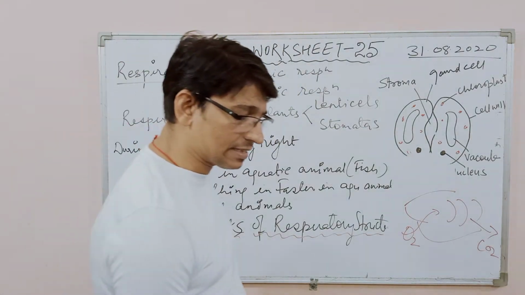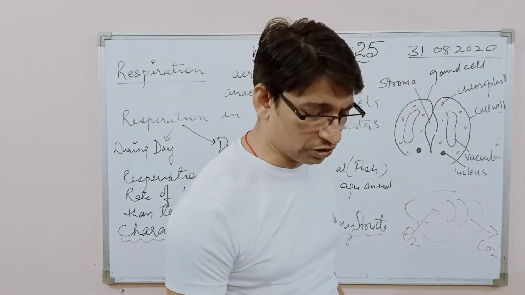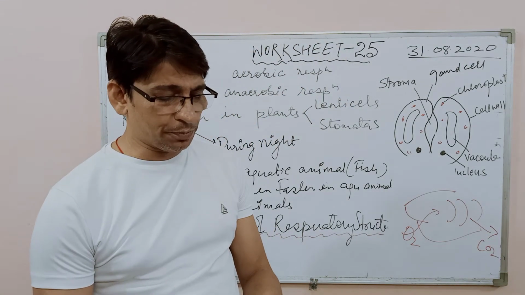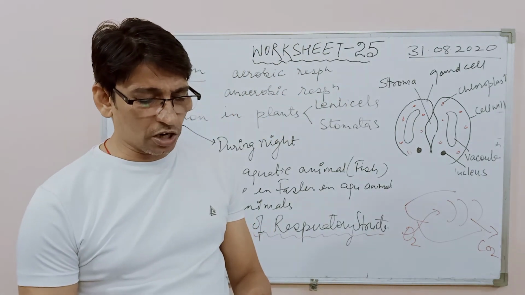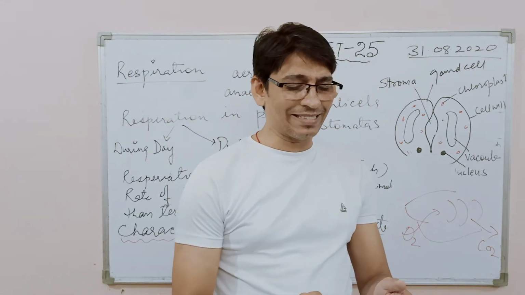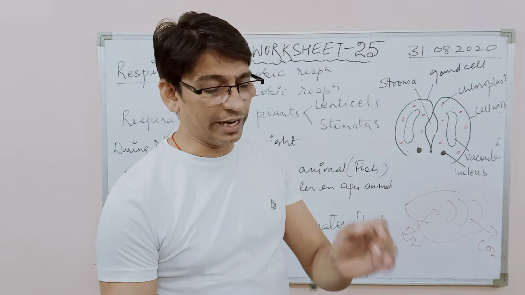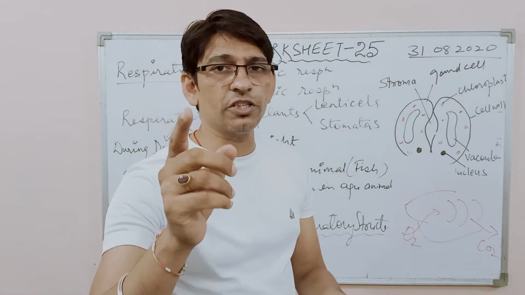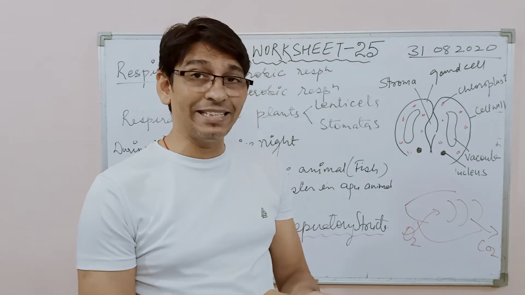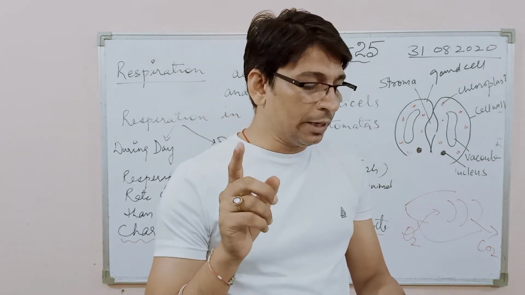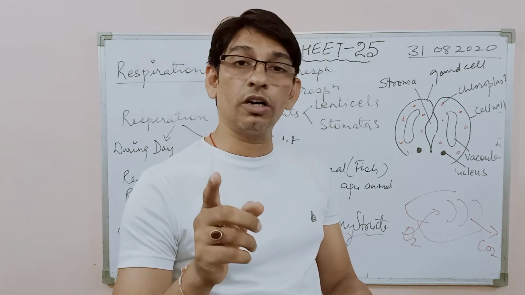Next, what are the characteristics? When you go through your worksheet, in the right corner of your worksheet is a box, which contains a topic called characteristics of respiratory surface. I would like to read it out. It must be thin, means the surface should be thin and delicate so that easy diffusion can take place. It must be permeable to respiratory gases. It must be moist, either through water or mucus.